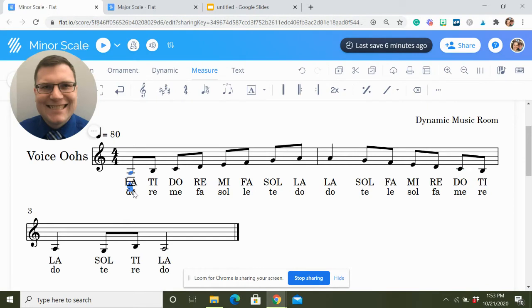So anyway, here's an example. We're still in the key of A here, but now we're going to say, hey, you know what? A is la, do, do, re, mi, re, do. A is now do. It's going to sound the same, I hope. Do, re, mi, fa, sol, le, te, do, te, le, sol, fa, mi, re, do, te, re, do.